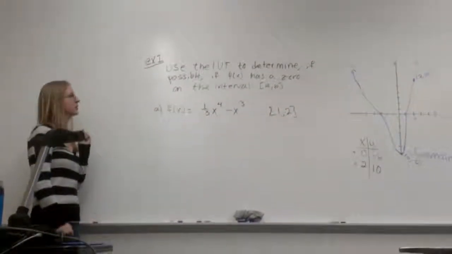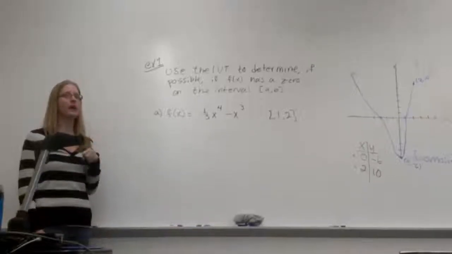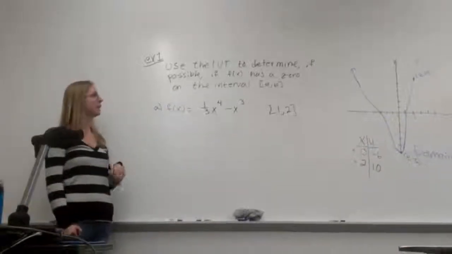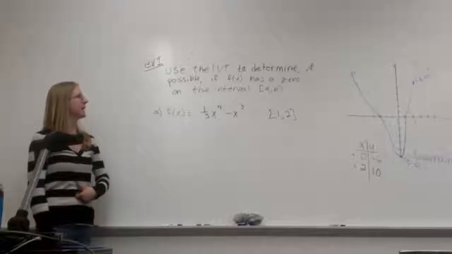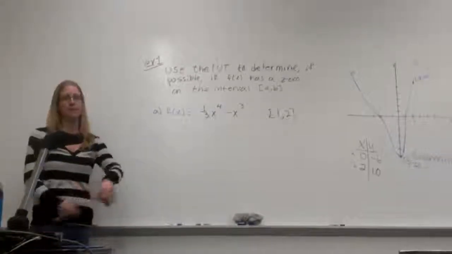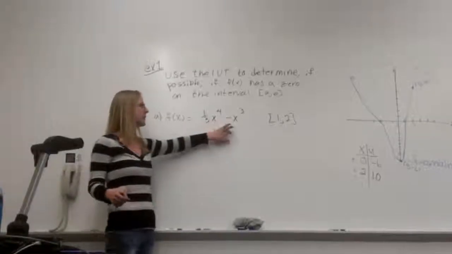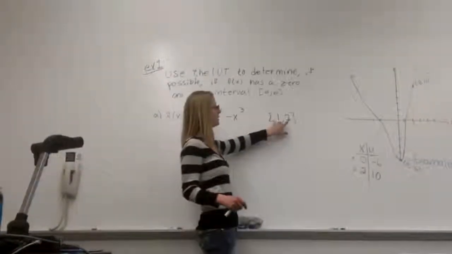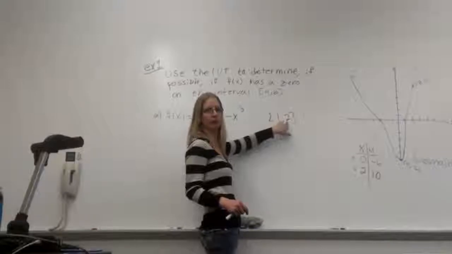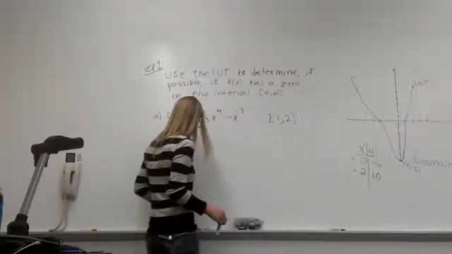Okay, so here's the question. Use the intermediate value theorem to determine, if possible, if f of x has a 0 on the interval from a to b. So here's my function. F of x equals 1/3 x to the 4th minus x cubed. Here's my a, here's my b. So a is 1, b is 2. And the question is to use the intermediate value theorem, obviously.